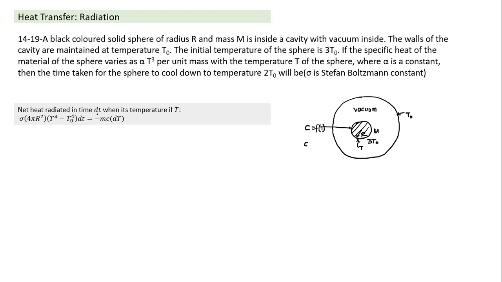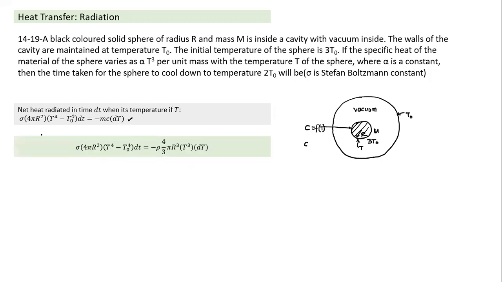What is the net heat radiated in time dt here? The net heat radiated is the rate of radiation into time. Rate of radiation is equal to sigma into 4 pi r squared into T to the power 4, where T is the temperature of the object and the surrounding temperature is T naught, so T to the power 4 minus T naught to the power 4, into dt. That's the heat radiated in time dt, and that is equal to minus m c dT. This is maybe the third or fourth time we are talking about this equation today. It is an important equation to solve questions of medium to high level difficulty.